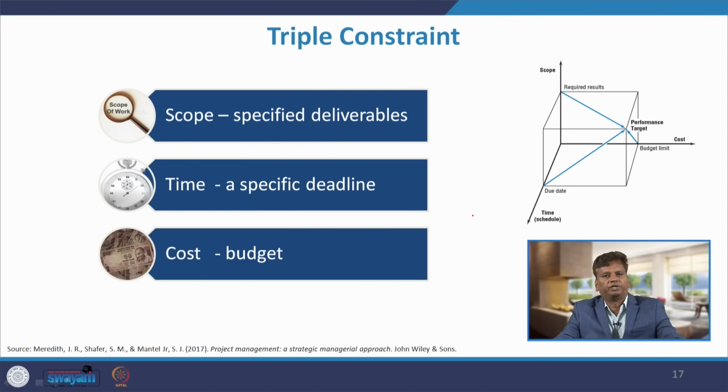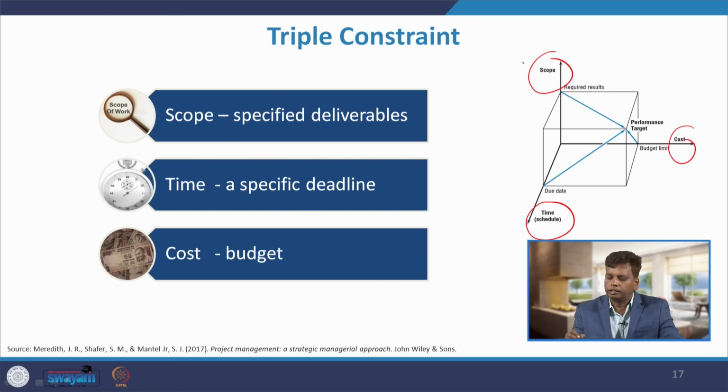Next, we will discuss a very important constraint for any project. There are three constraints. One constraint is scope. Here the meaning of scope is specified deliverables. The second constraint is time, a specific deadline. The third one is the cost, that is the budget. When you look at the picture on the right hand side, all these three constraints are plotted. One is time, that is the schedule, then the cost, then the scope.